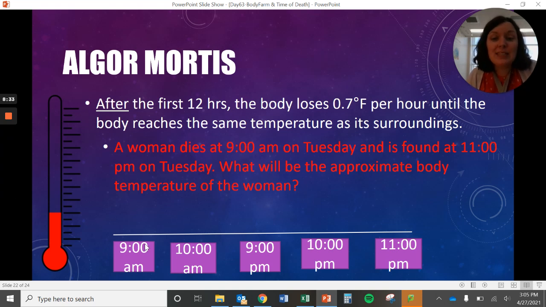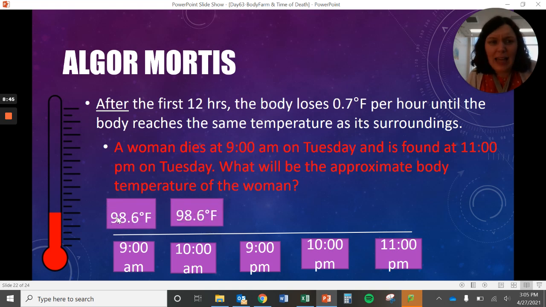Okay, so if a woman dies at 9 a.m. on Tuesday and it's found at 11 p.m. on Tuesday, what will be the approximate body temperature? So at 9 o'clock, we're going to start at 98.6. An hour later, it's still at 98.6, and then an hour later, it's still at 98.6. Then we're going to lose 1.4. So 1.4, we can put this in our calculator, 1.4 degrees every hour until we've reached 12 hours.